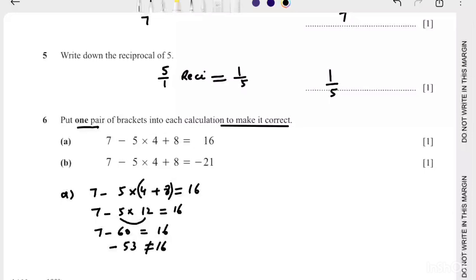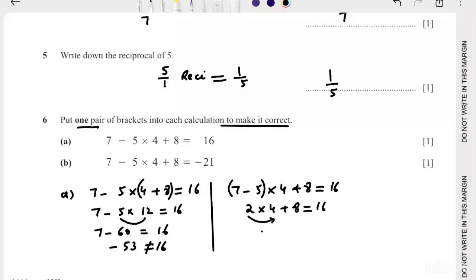Actually, this is related to trial, and this method is called the trial and improvement method. So let me shift the bracket to other values. So let me check. 7 minus 5 into 4 plus 8 is equal to 16. If I place the bracket over here, see what happens. So 7 minus 5 is 2, times 4 plus 8 is equal to 16. So first of all, we have to multiply. 2 fours are 8. 8 plus 8 is equal to 16.